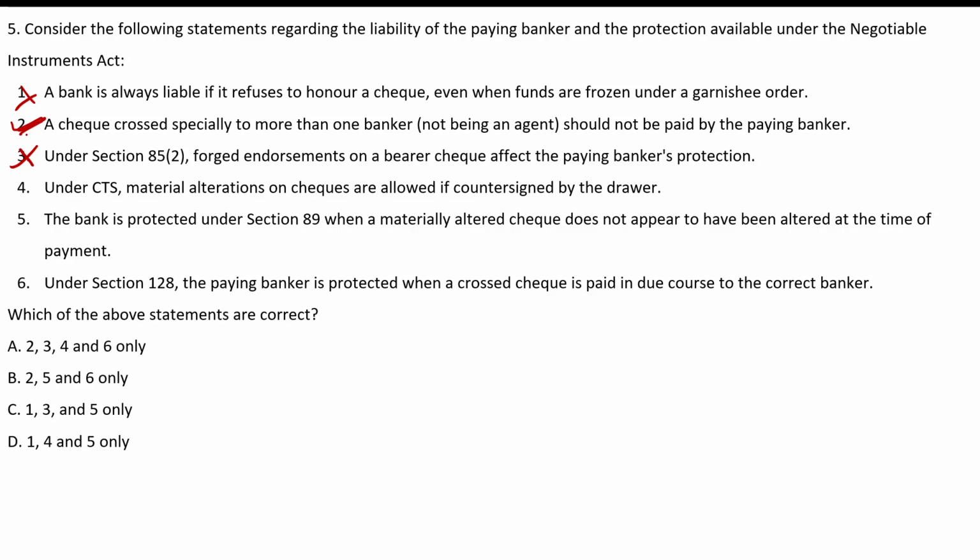The second one was correct. Under CTS, material alterations on a check are allowed if countersigned by the drawer. Under CTS, material alterations are not allowed even if countersigned. So this is not correct. The bank is protected under Section 89 when a materially altered check does not appear to have been altered at the time of payment. This statement is correct. Under Section 128, the paying banker is protected when a crossed check is paid in due course to the correct banker. So this statement is correct. Hence, statements 2, 5 and 6 are correct, making B the correct answer for this question.